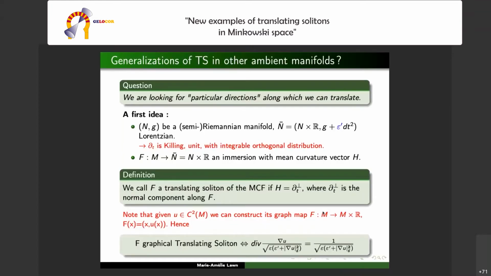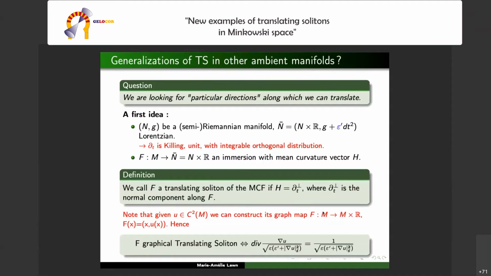But now we want to quit the ambient space R^(n+1), and we ask ourselves if there can be generalizations of translating solitons in other ambient manifolds. But of course, in order to do that, we need to have a vector in the direction of which we translate, right? So as I said, in R^(n+1), we can just take any vector, it doesn't matter. But in a general ambient space, this is not the case. So the first thing which comes to mind is a Killing vector field, right?